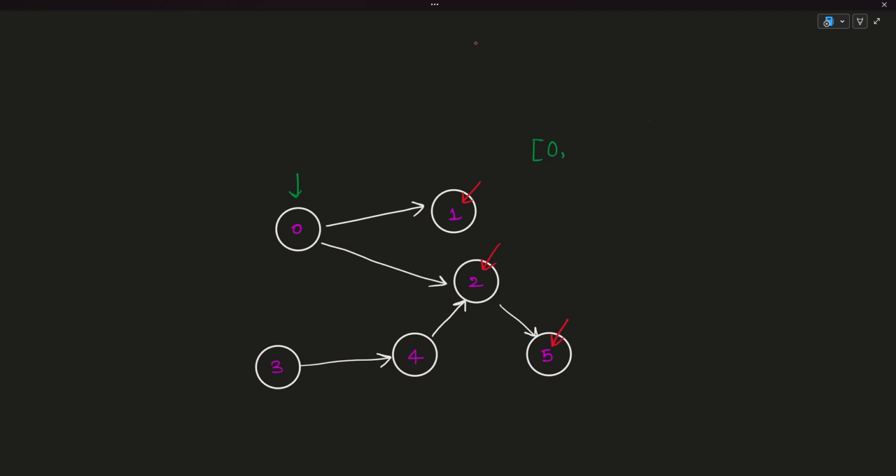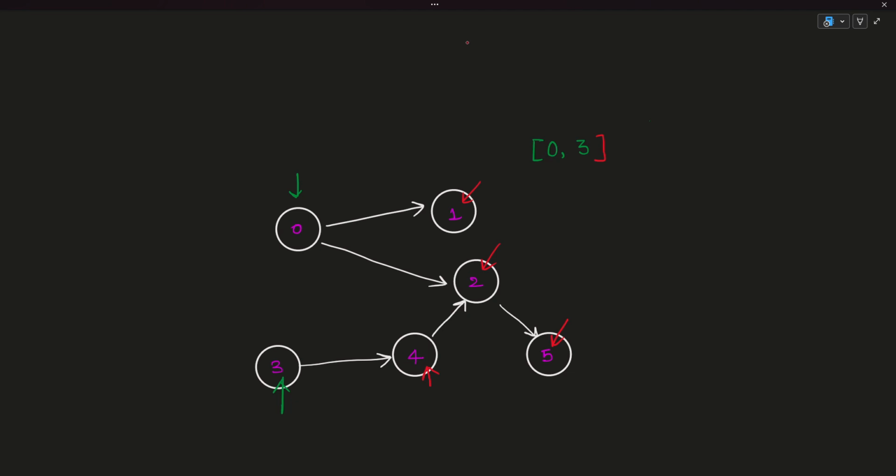Now what about 4? Can we reach 4 via some other node? Yes, 3. So 3 I need to add to my answer, and there is no need to add 4, because 4 can be reached from the third vertex. So this will be my answer for this example.